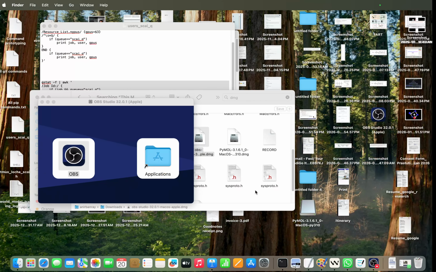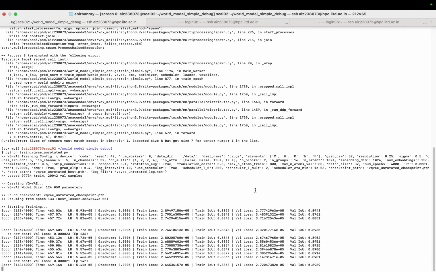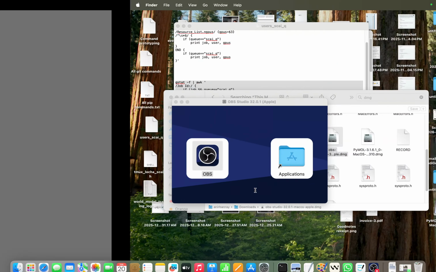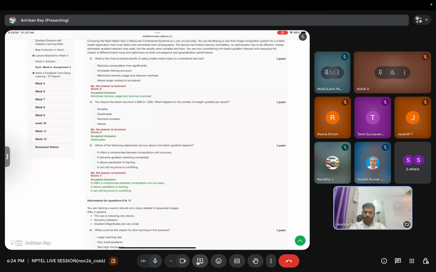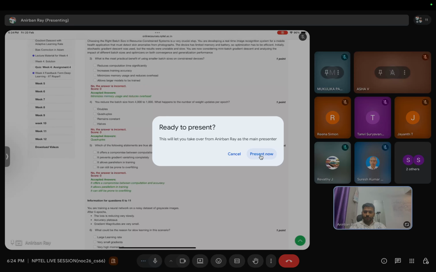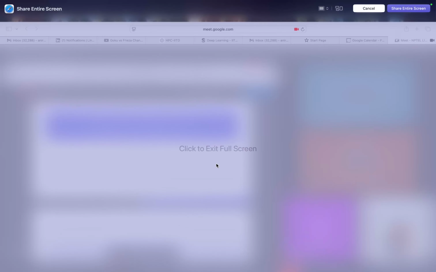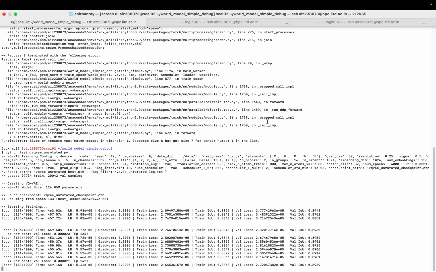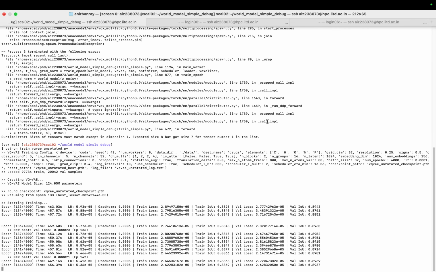Just to give you an example, I present you my screen from my laptop here. Can you see my screen? Can you see this code that is running, the logs? You can see, right?